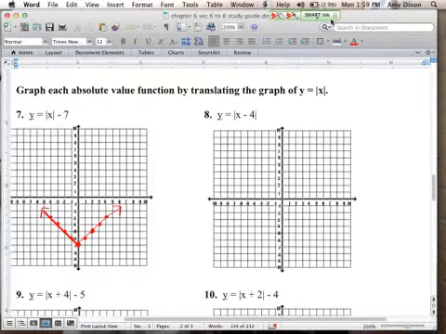Now, number 8 is a little different because the 4 is inside the absolute value bar. And if you remember correctly, you have to go opposite the sign on the left or right shifts. This one says -4, which means you go right 4. So we're going to shift this graph to the right 4. From there, the right-hand side of the V has a slope of 1, and the left-hand side has a slope of -1. The important thing on these is to be sure you remember which one has a left shift, which one has a right shift, and then which one goes up and which one goes down.